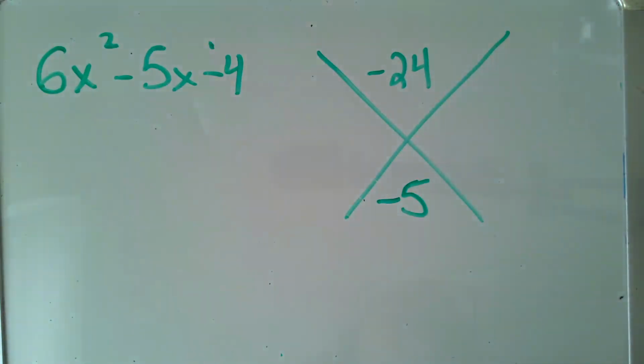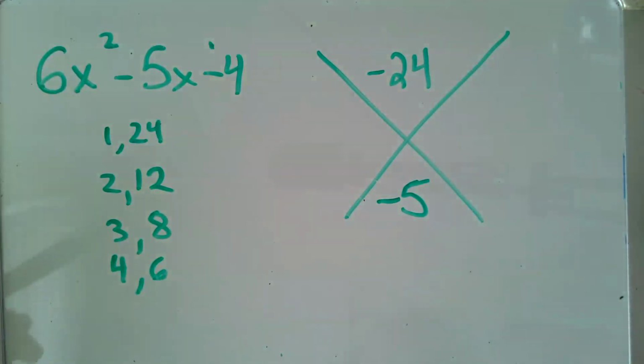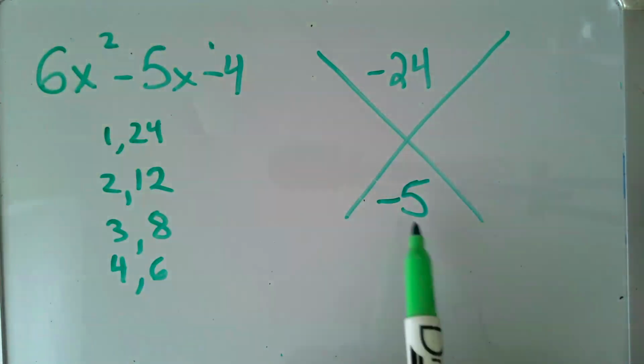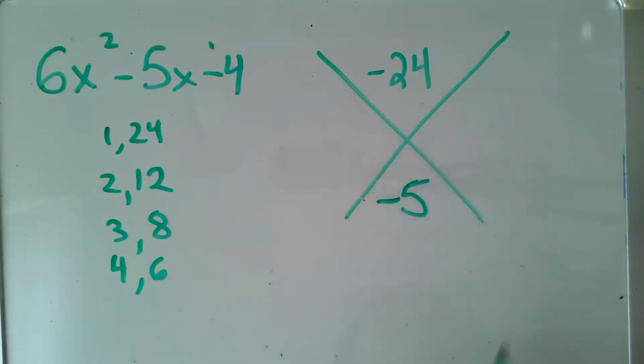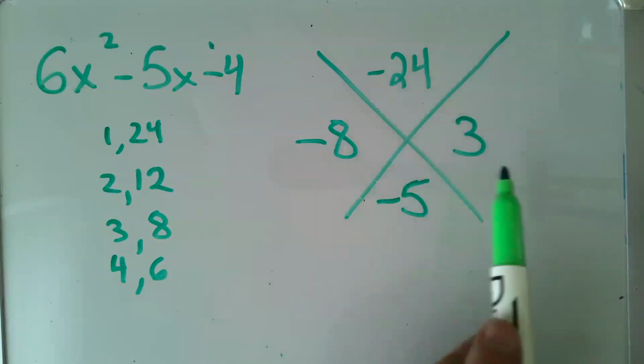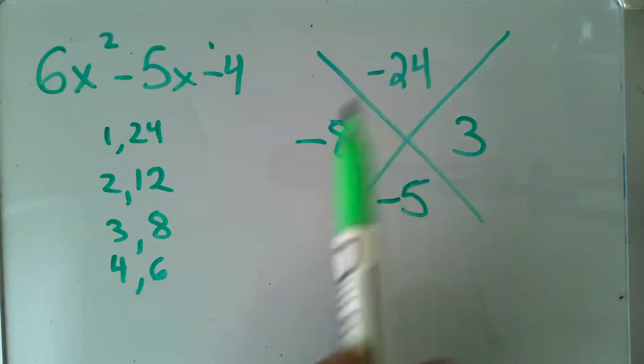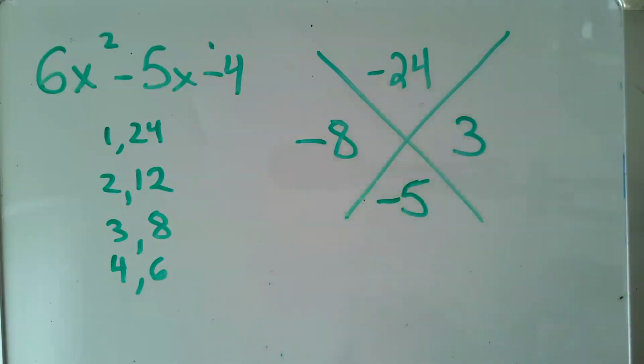So next I'm going to make, that's correct, a factor list. Okay, I'm going through to see what could combine to make a 5. What jumps out at me is 3 and 8. Again, when I sum them, I want it to end up being negative, so the larger factor wants to be negative. Okay, I check. Negative 8 times 3, negative 24. Negative 8 plus 3, negative 5.